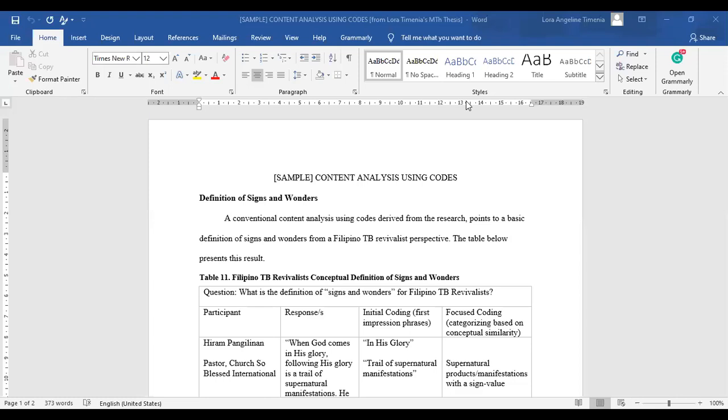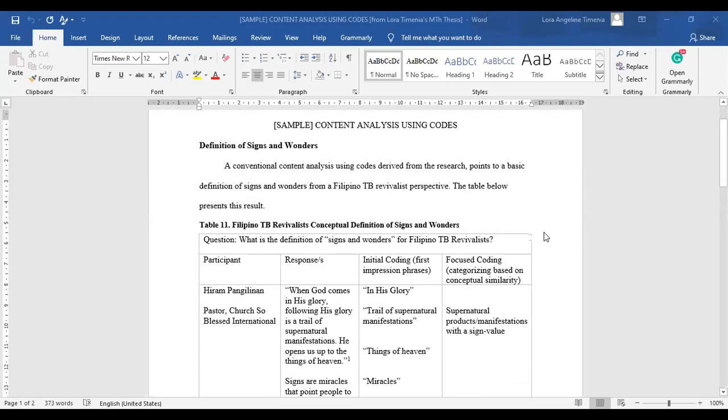Now, looking at the sheet here, this is from my thesis. I did a content analysis using codes. This is the simplest way of doing it. There are other ways to do it, but this is the simplest. I interviewed 4 people, and the question for all 4 of them is the same. What is the definition of signs and wonders?